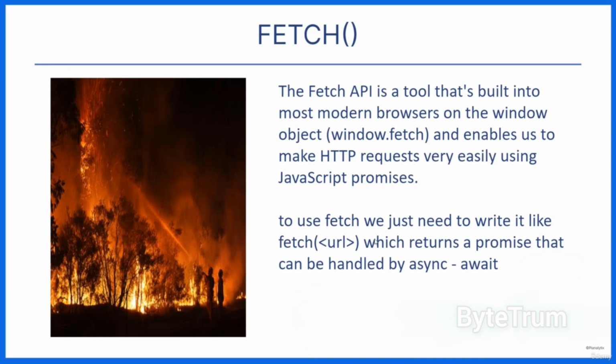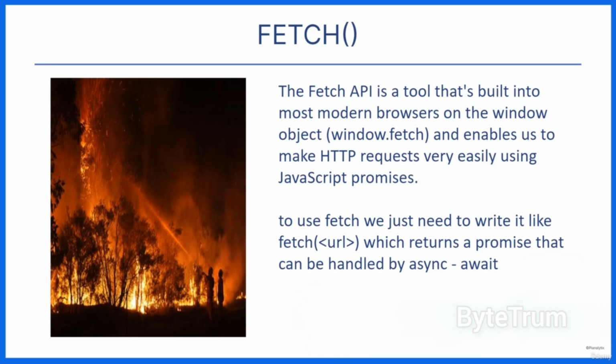The other one is Fetch, and the Fetch API is a tool that's built into most modern browsers on the window object, and enables us to make HTTP requests very easily using JavaScript promises. To use Fetch, we just need to write fetch and the URL that we want to fetch the data from, and this will return a promise that can be handled by async await. So generally Fetch returns a promise, and we can tackle that with the help of async await.